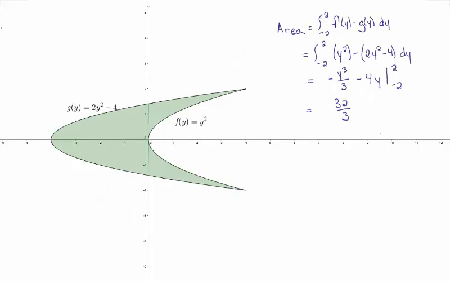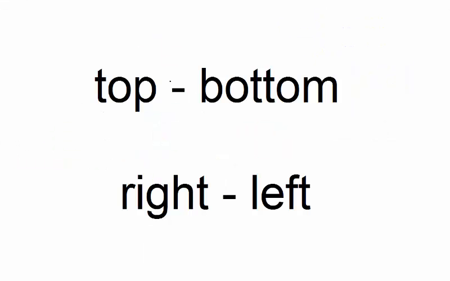The total area of a y region is calculated as with x regions, except we integrate with respect to y, as it is the independent variable. The right boundary minus the left boundary is positive, as the right half of the plane is positive and the left half of the plane is negative, just like the top is positive and the bottom is negative. Remember, top minus bottom, right minus left. These are always positive.